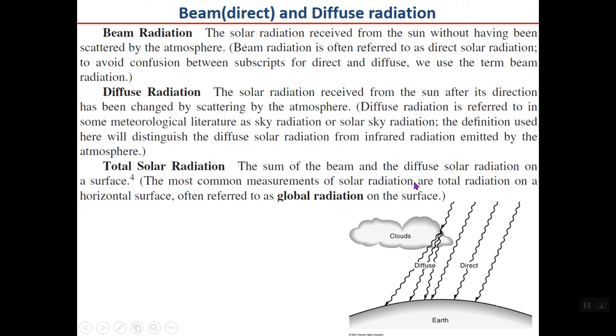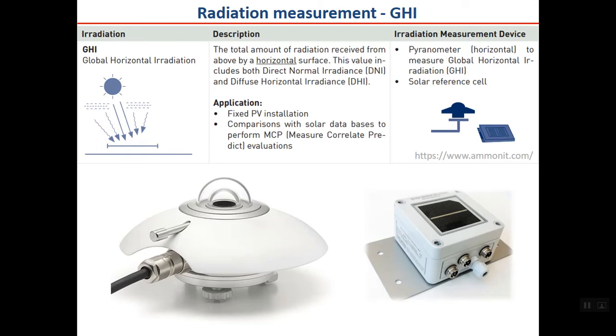And the most common measurement of solar radiation is on a horizontal surface, and the total solar radiation on a horizontal surface is named global radiation or global horizontal irradiation, to emphasize the fact that this is on a horizontal surface. So whenever you see global horizontal radiation or total solar radiation, it is the sum of beam and diffuse solar radiation on a horizontal surface. How can you measure the solar radiation?